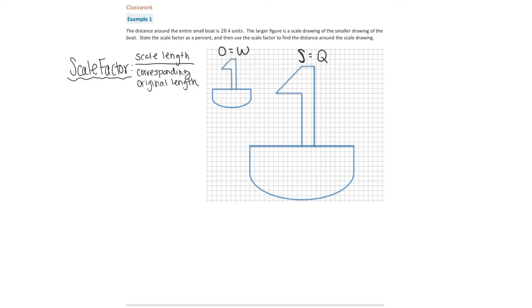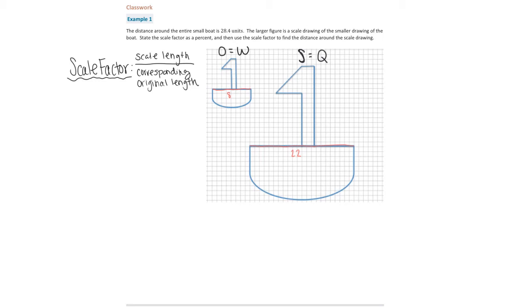I think the best ones to use are at the top of the actual boat here. Okay, so now what we want to do is count how many lines take up both of these. So go ahead, take some time to count them. All right, so for our red here, we're going to have 22 units for our scale drawing, and 8 units here for our original drawing.